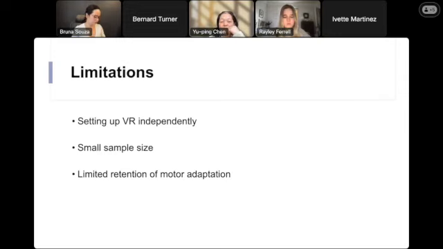And then lastly, there could be limited retention of motor adaptation with this study, because the study was so short. They only did a single session. So a different study could be conducted where the washout period could be longer, over a couple of days, and the training could also last over a couple of days. You could then see retention of motor adaptation occur, and hopefully eventual learning over that period of time.